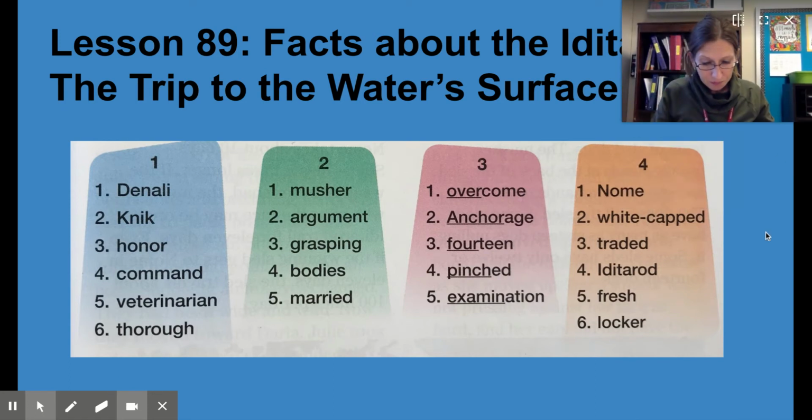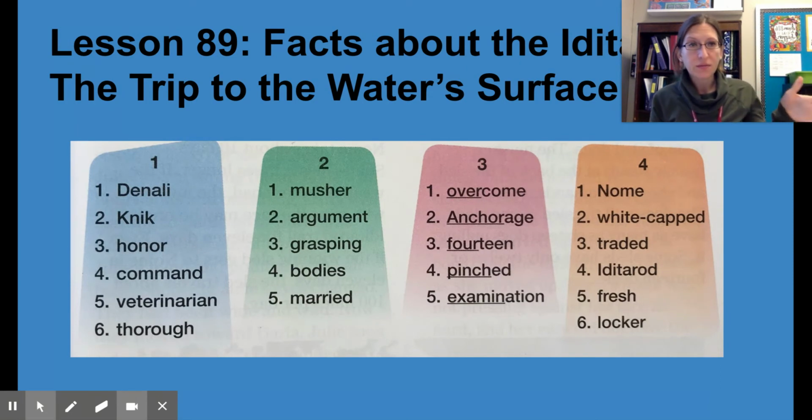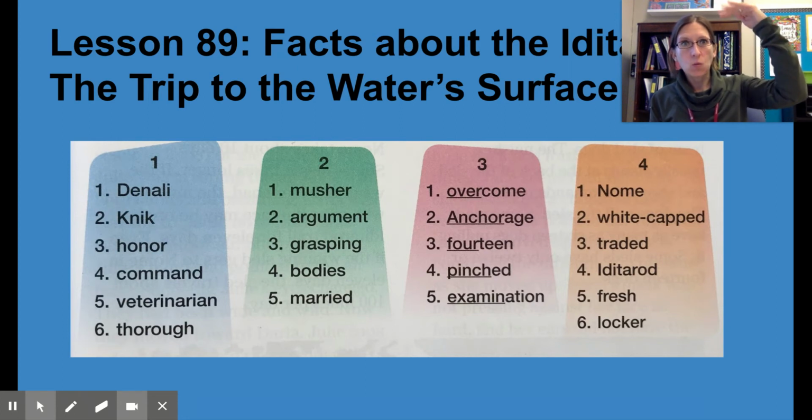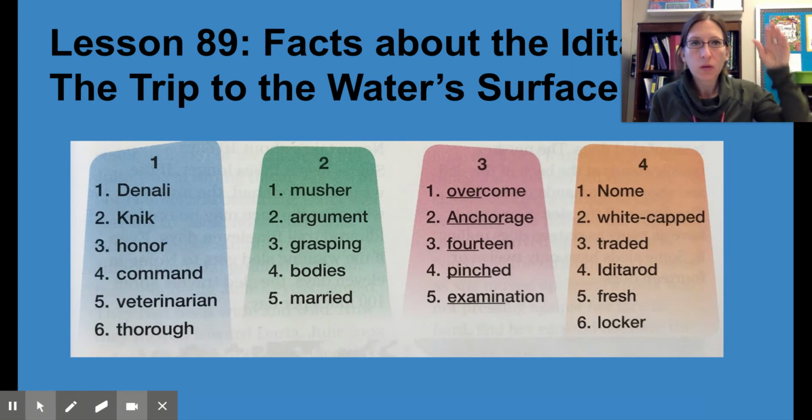And our last column here. Word 1 is Nome. Yeah, Nome is a very small city in Alaska. So where's Nome? Yeah, in Alaska. Word 2 is white-capped. Nice job. A white-capped wave is a wave with white foam on the top. It's capped with white. All right, word 3 is traded.